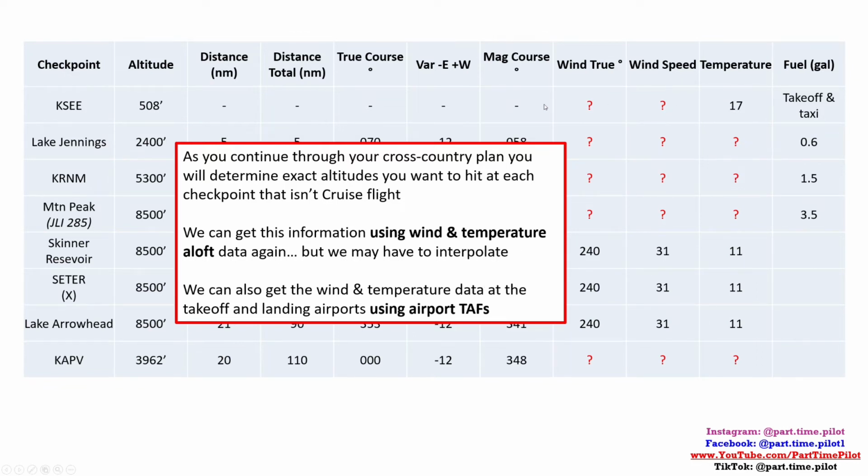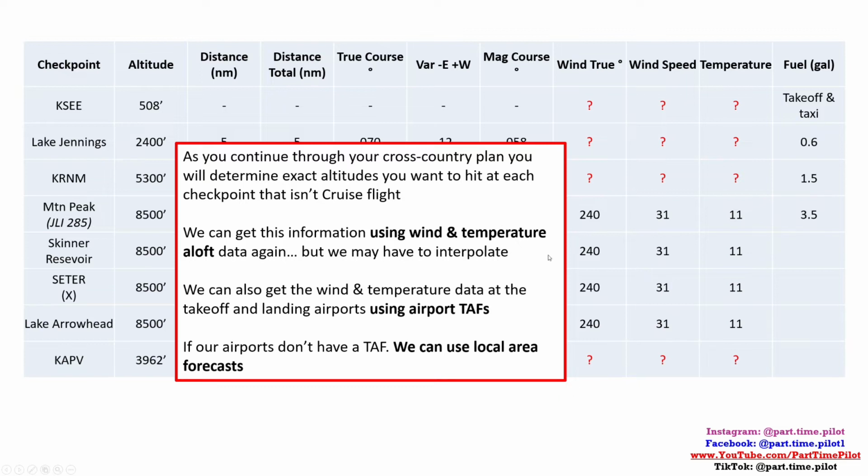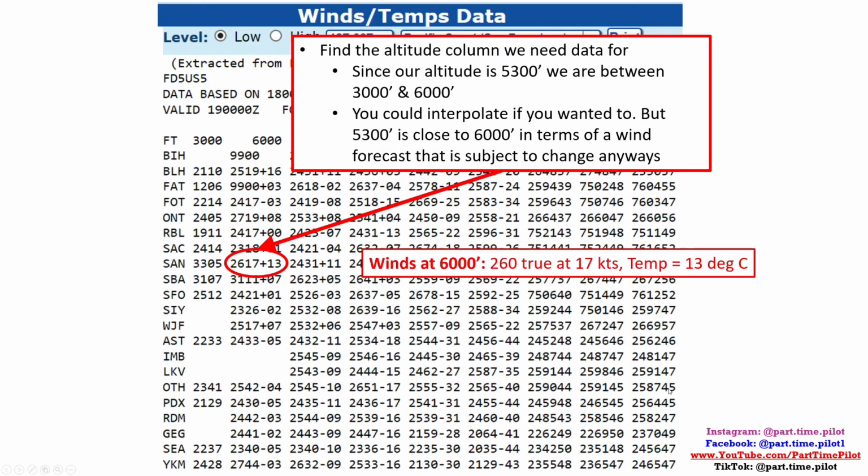So we want to get wind and temperature. I don't know why this temperature data is in here right now. Just ignore that for the KC checkpoint. But we need to get winds and temperature data for our takeoff airport and our landing airport, so KC and KAPV. If our airport doesn't have a TAF, we can use local area forecast. So that's what I mentioned, and again, I'll show you how I do that using aviationweather.gov.